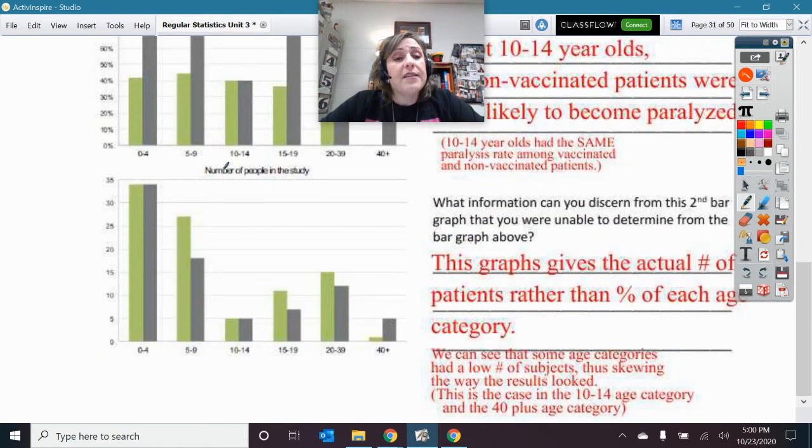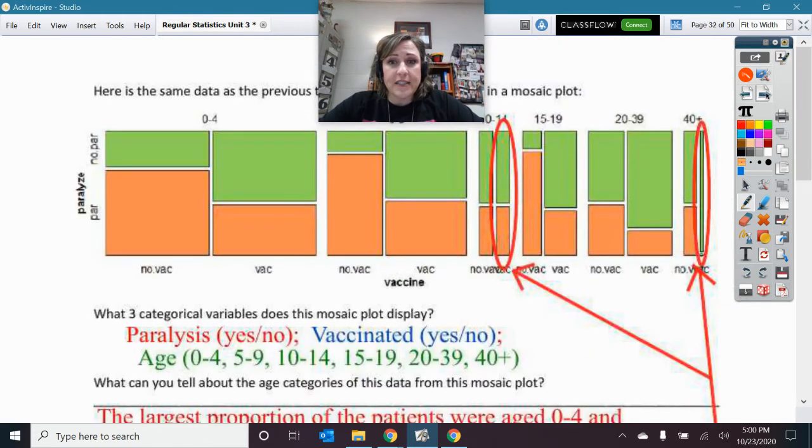It's different. This is talking about just how many people were in the study, and we can see that in the 0 to 4-year-old group, we had half of them, 34 or so, that were vaccinated and 34 that were not vaccinated. So this is just giving us the number of people and the vaccination or non-vaccination situation. All right, with that background, let's now take this.